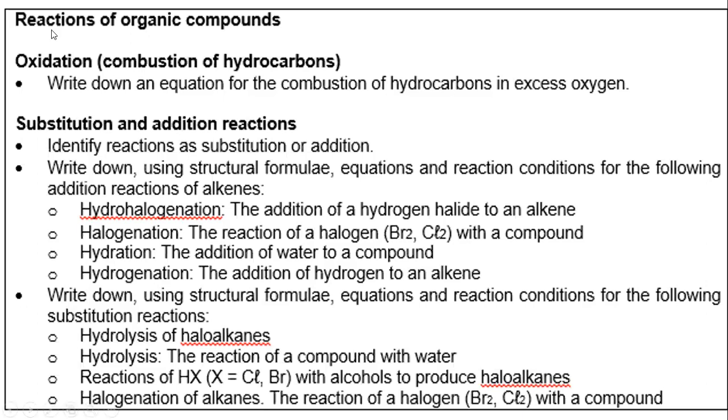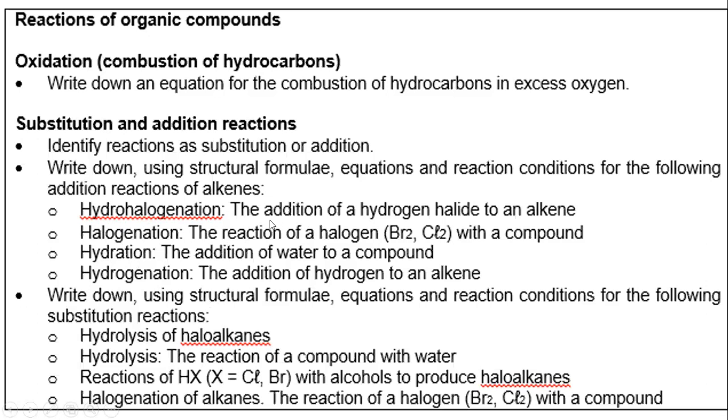So we will be looking at addition reactions of alkenes, and in particular we'll look at different types of addition reactions. We are going to look at hydrohalogenation, we will look at halogenation, we will look at hydration, we will look at hydrogenation, and all those four are examples of the type of addition reactions that molecules from the homologous series alkenes can actually undergo.